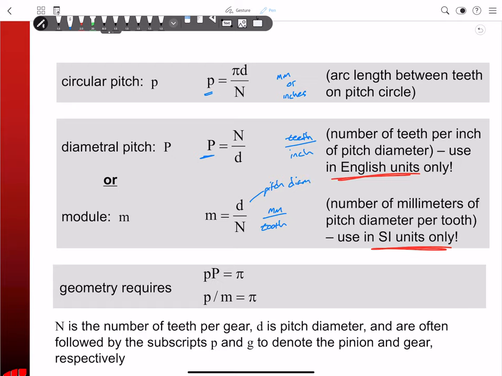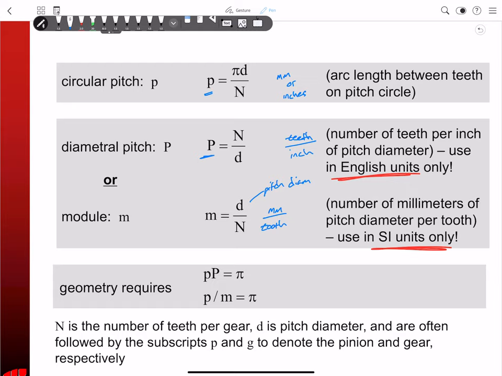And divide that by the number of teeth, right? It's kind of a funny unit, but it gives you a sense of the size of the teeth. Geometry, of course, requires that the ratio of these is pi, right? Because the number of teeth is related to the circumference, and then the diameter, of course, is the diameter. So the ratio then is, of course, pi, right?